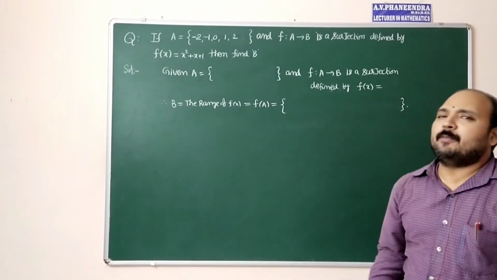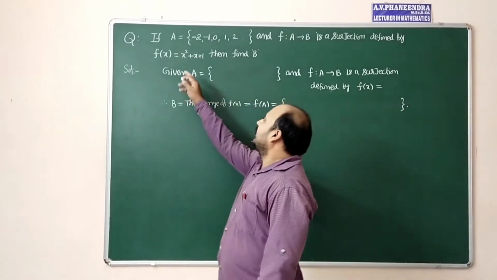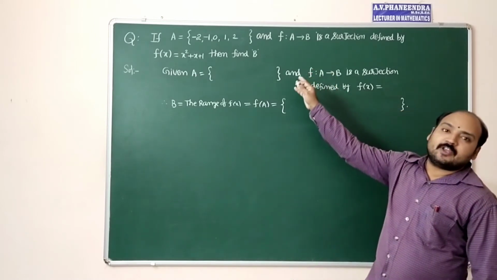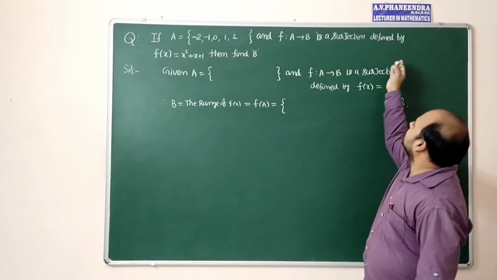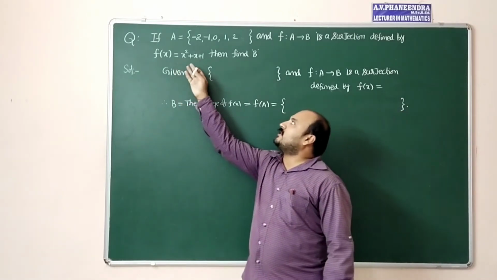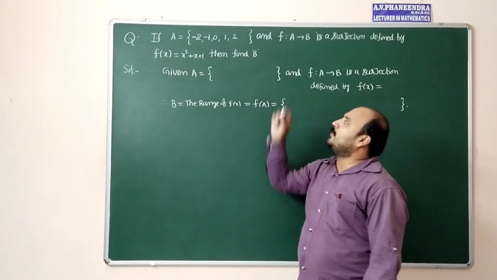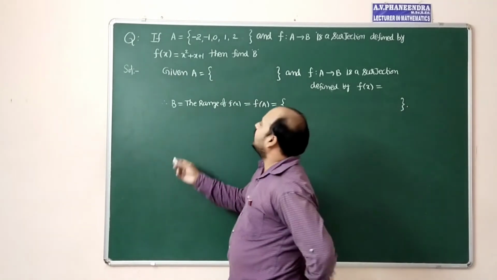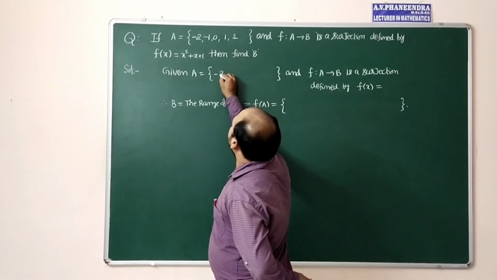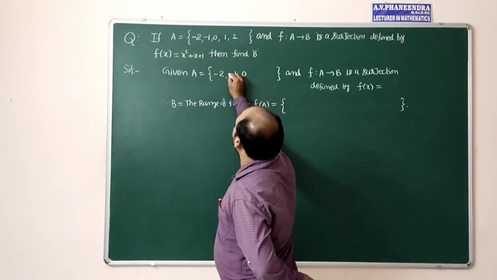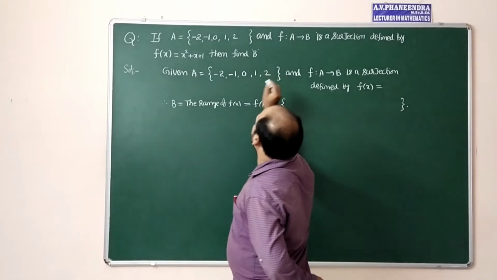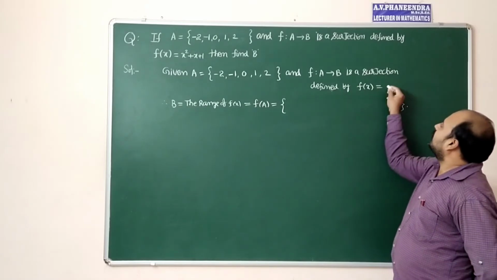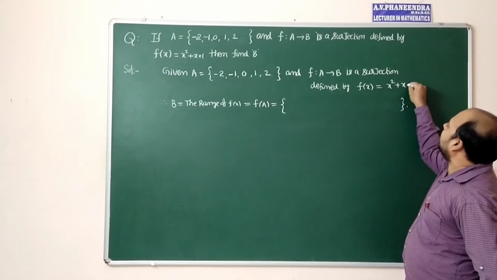Here the next question, same type of question, but the set is different. If A equal to {minus 2, minus 1, 0, 1, 2} and f is defined from A to B is a surjection defined by f of x equal to x square plus x plus 1, then find B. Similar procedure we have to calculate, like f of A equal to B we are going to calculate. Given A equal to minus 2, minus 1, 0, 1 and 2. F from A to B is a surjection defined by f of x is equal to x square plus x plus 1.